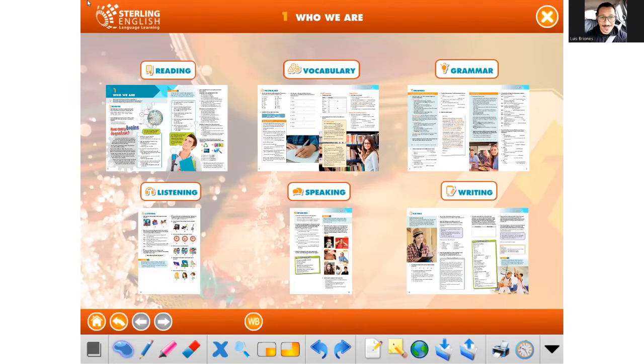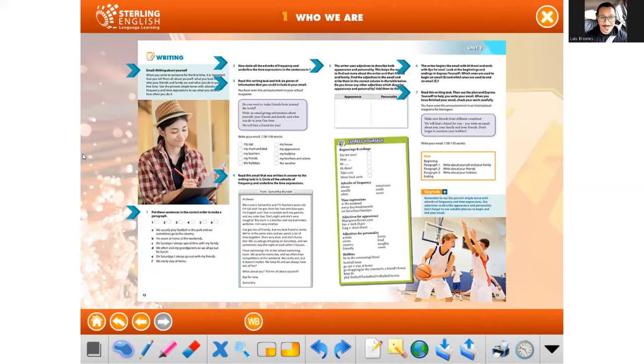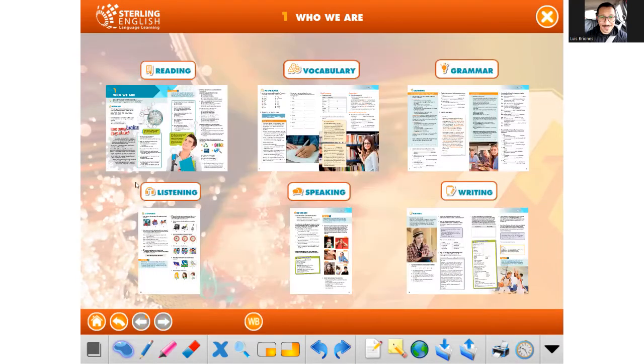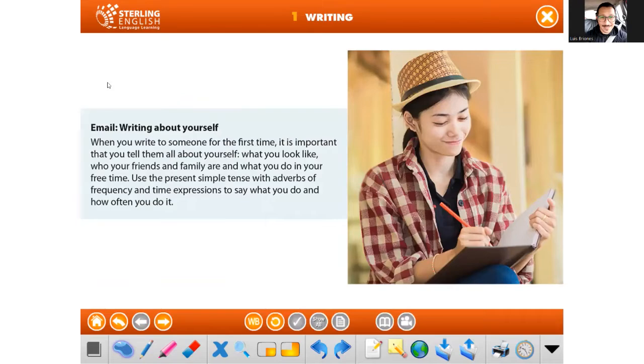So in our student's book, we're going to go to page 12, right? That's page 12 over here. And we're going to work on the writing activities. That's writing, and we're going to work on activities 1 to 4, okay? So let's start here. It says, email, writing about yourself.